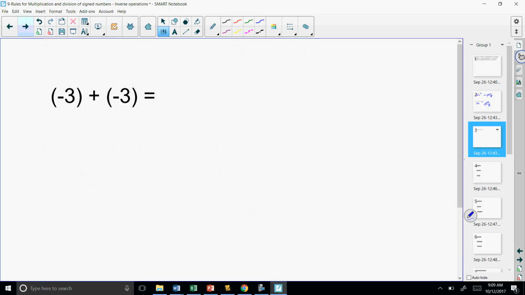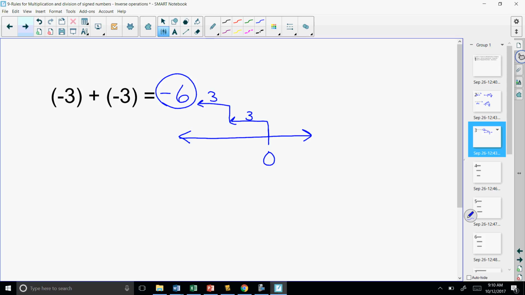Well, what happens if I ask you to add negative numbers? We did the whole team negative, team positive. If I talk about negative 3 plus negative 3, on a number line, what's your answer? Negative 6. Team negative has 6 points. But that means you're starting at 0, and I'm going to go to the left 3 because that's what negative 3 says. And from there, I go to the left another 3, and that puts me at negative 6.